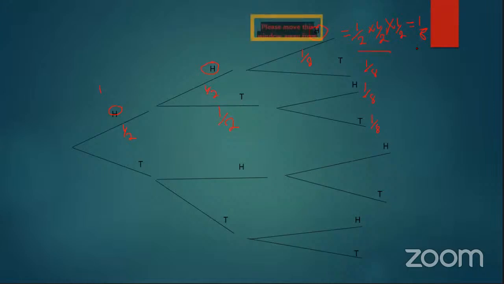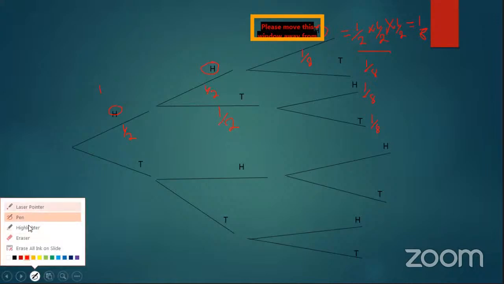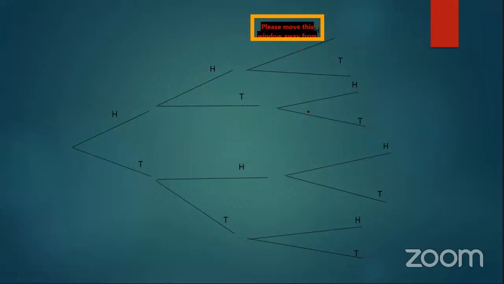So we can continue. We can list the outcomes. Here we shall have head, head, and head. This is the first, second, third. Then here you would have head, head, and tail.